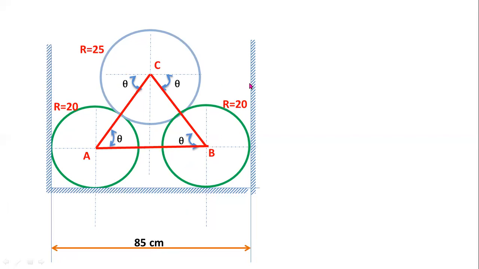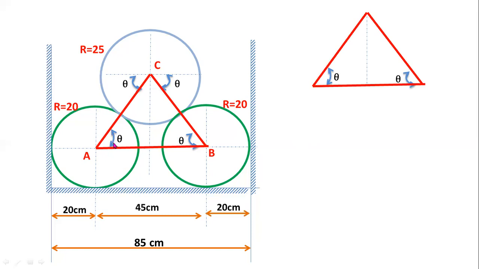So from this diagram you can observe the distance between center and the outer surface is the radius. So here the distance is 20, the radius, and here also the distance is the radius. Now the remaining distance is 85 minus 20 minus 20, that means 45 centimeters. This 45 centimeters is equal to the length of line AB.